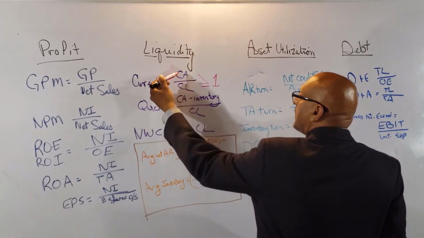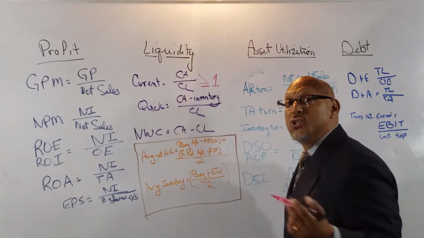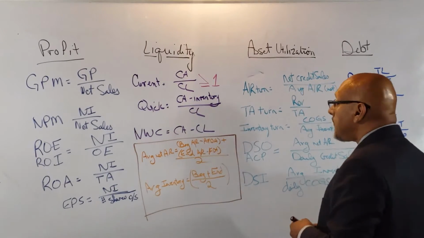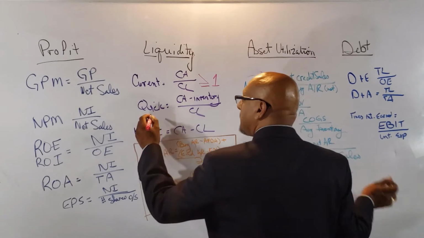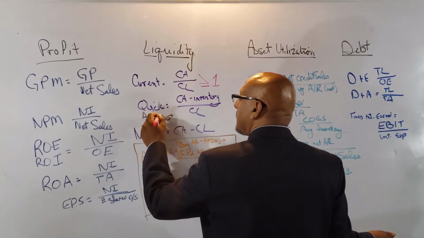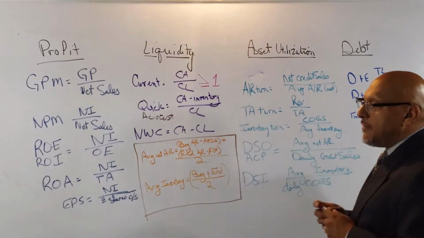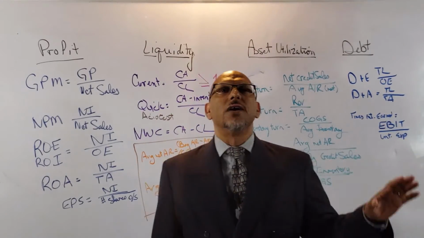That would mean that if it was greater than 1, the numerator is bigger than the denominator, which is good. If it's less than 1, we have a problem. The quick ratio, sometimes called the acid test, asks: what if we have to do a fire sale and get rid of all our assets?